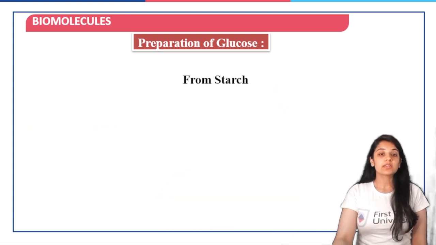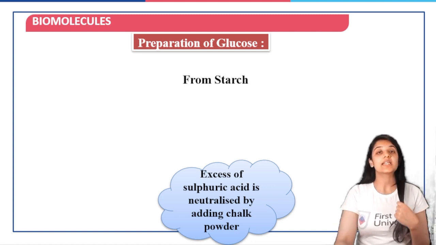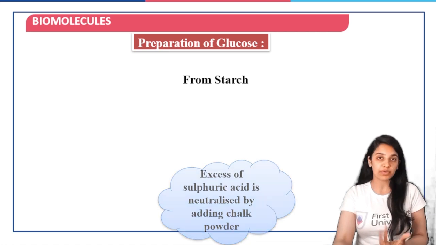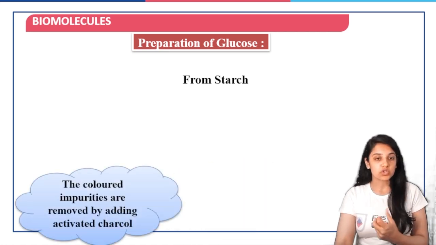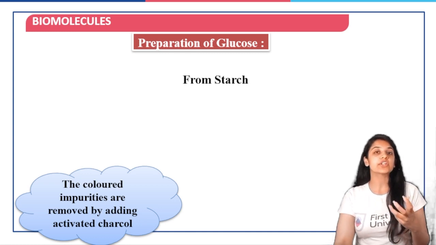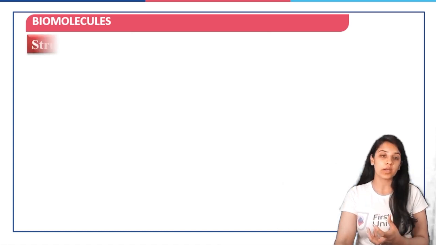Now, the next method of preparation is from starch. When we are taking excess of sulfuric acid, that can be neutralized by adding chalk powder towards the end of the reaction. The colored impurities are going to be removed by adding activated charcoal in this procedure that we are going to discuss, and glucose crystals are removed by cooling.